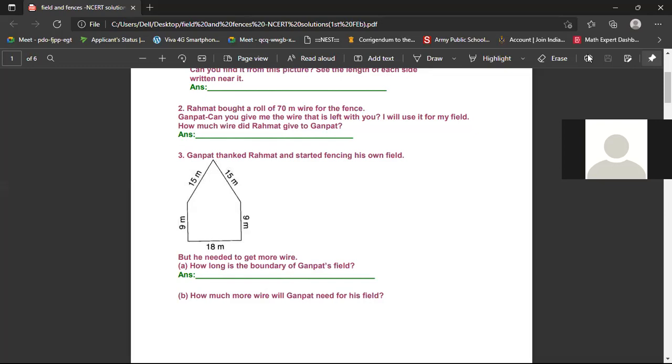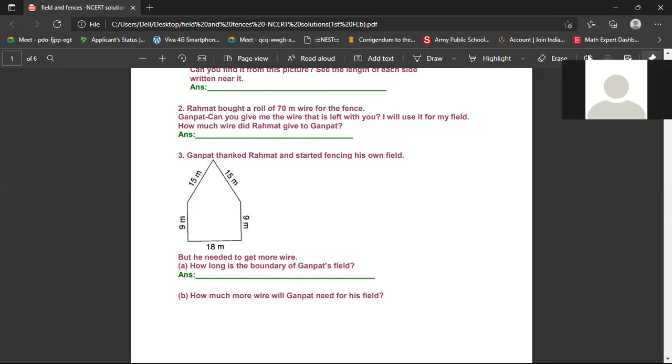How much wire did she give? 16 meters. So how much does he still require? Sir, 66 meters minus 16 meters is equal to 50 meters, sir. Yes, very good. That's right. He wants 50 meters. Yes, very good. You are active in the class. I appreciate it. Very good, ma'am.